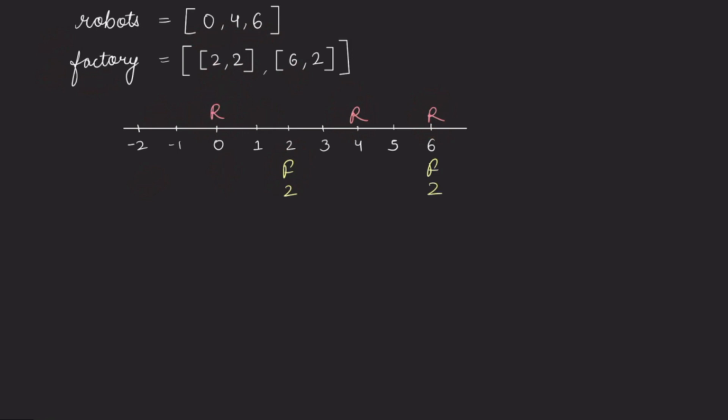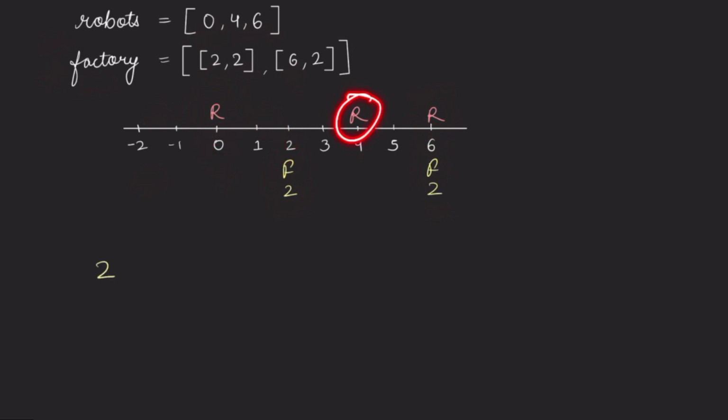So if you see here, we have three robots at 0, 4 and 6, and we have two factories at 2 and 6, and their limits are 2. Then that means this robot can be repaired by this factory and this robot can also be repaired by this factory because the limit is 2. And then this robot can be repaired by this factory. Then what is the distance that they have traveled? For this robot to be repaired by this factory, it will have to go 2 units. 2 minus 0 will be 2.